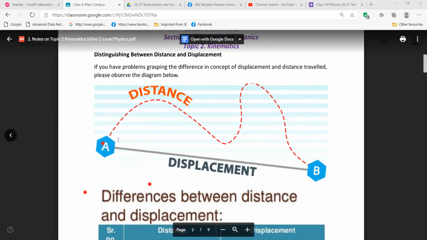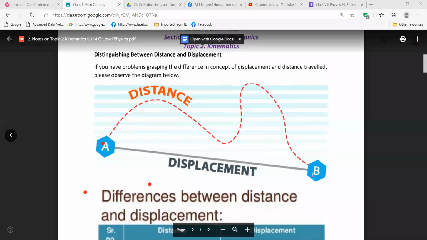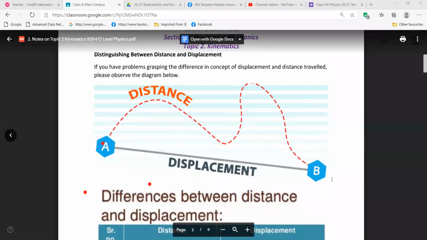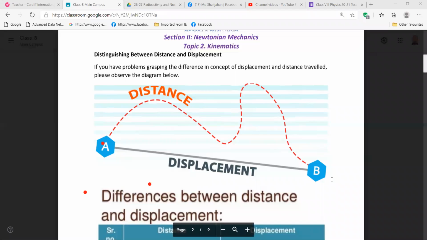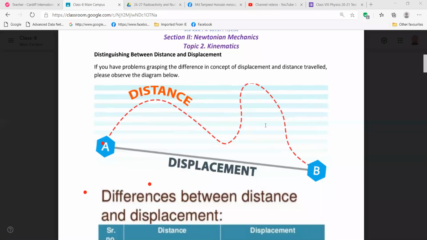Like Google Maps shows us distance, it's giving you a particular direction. Displacement is going directly from A to B. Is it clear? I didn't understand. Can you tell it once more, please? Yes, sure. I will make you understand. No problem.